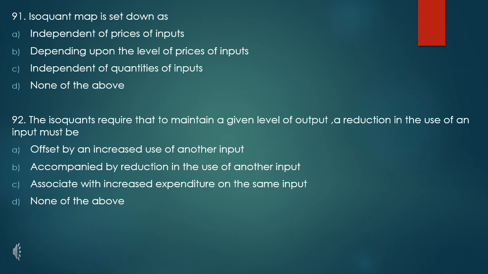Question number 92. The isoquants require that to maintain a given level of output, a reduction in the use of an input must be offset by: an increased use of another input, accompanied by reduction in the use of another input, associated with increased expenditure on the same input, none of the above.